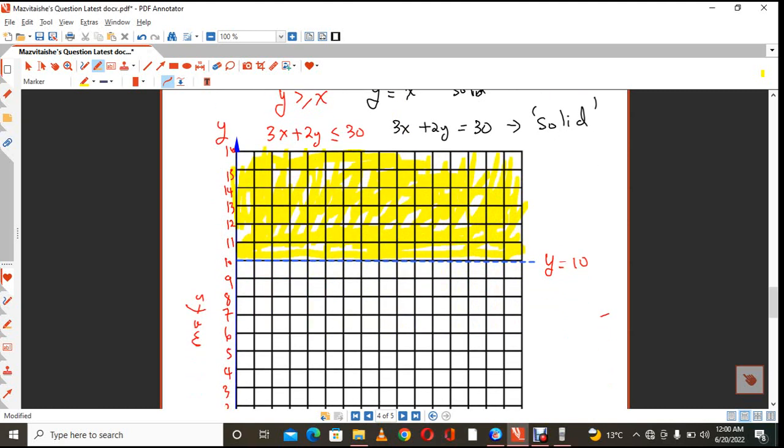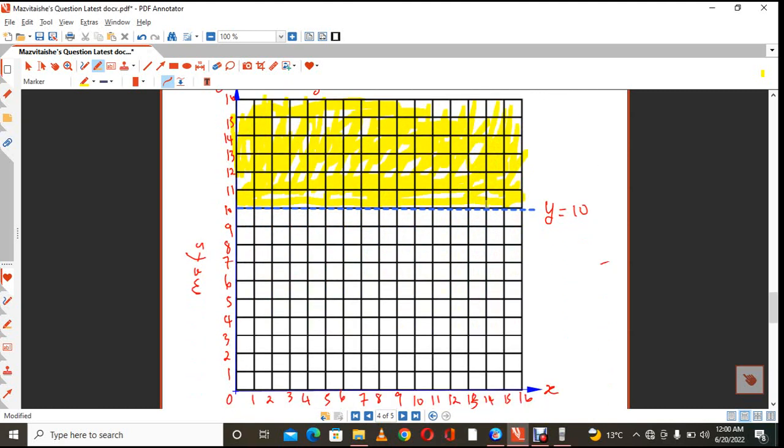The next one we're going to draw is the line y equals x. Now the line y equals x is very easy to draw. So the line y equals x, well, y equals x.